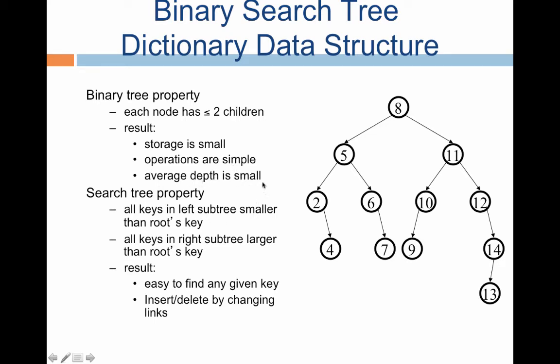So we will really not discuss how to ensure that the average depth is small, but we will definitely point you at the end of this lecture to different methods which are there in the literature that you can definitely explore and implement. The additional property is a search tree property.